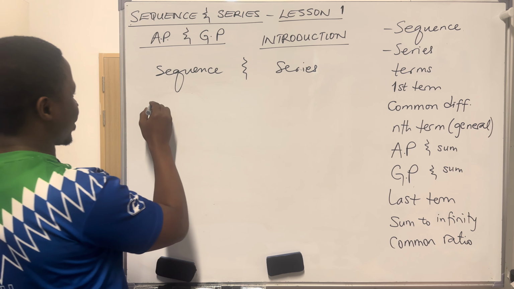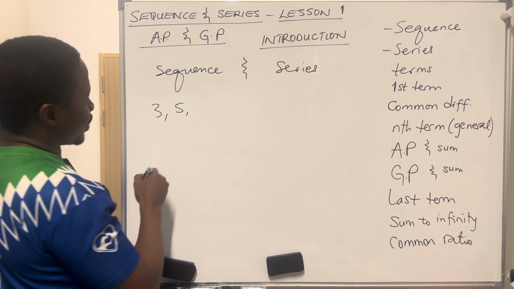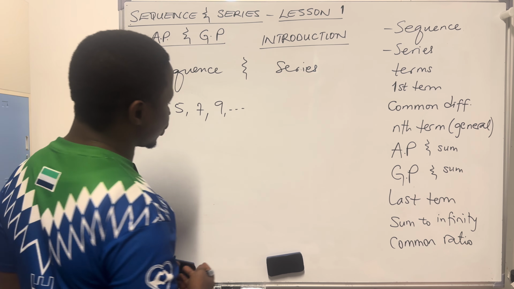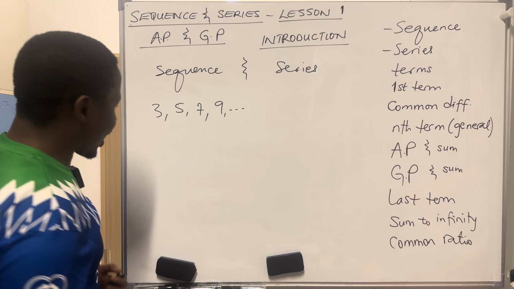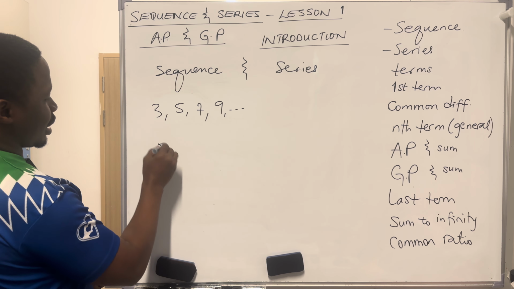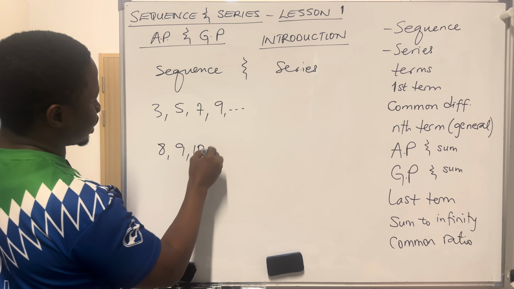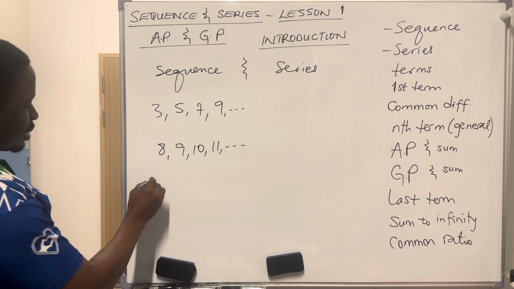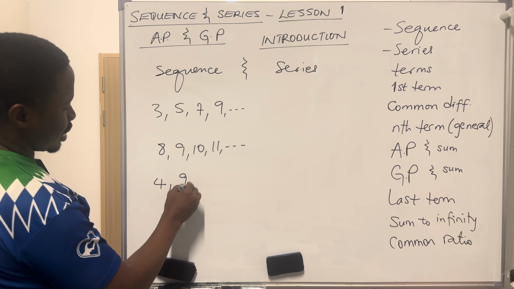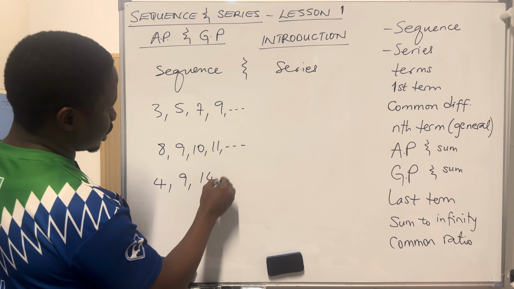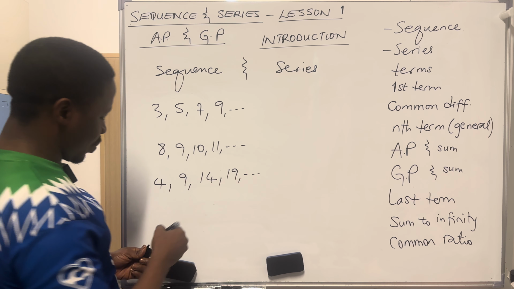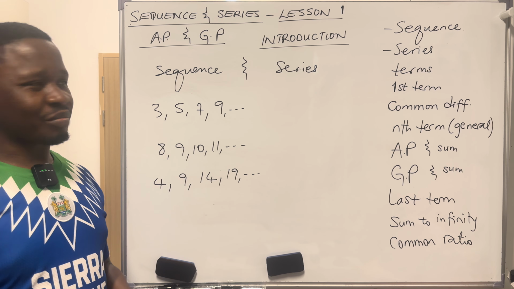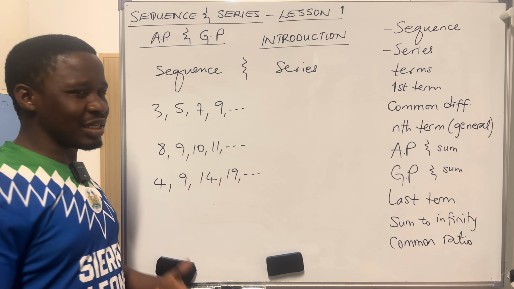For example, let's say we have 3, 5, 7, 9. We can choose to stop here. Or we can simply say 8, 9, 10, 11. We can choose to stop here. Or we can say 4, 9, 14, 19. We can choose to stop here. These are examples of what? Sequence. They are just ordered lists of numbers.